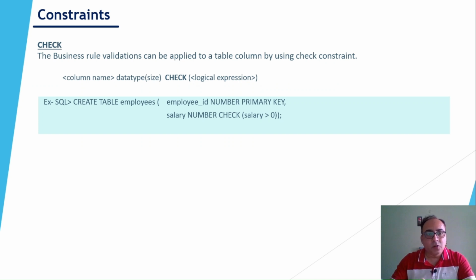In this example, we are creating table employees. Employee ID is basically a primary key. Now we are putting a check constraint on salary. And what kind of condition is there? Salary should be greater than 0. So this particular constraint is enforcing some sort of business validation.